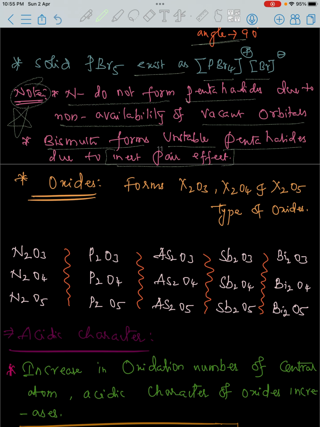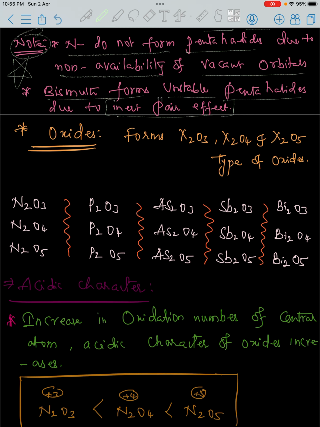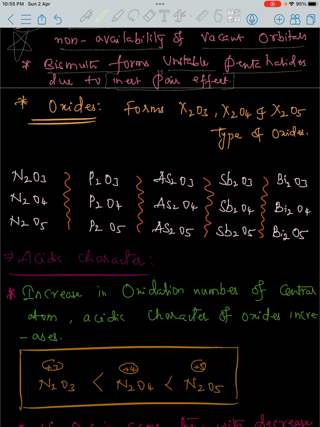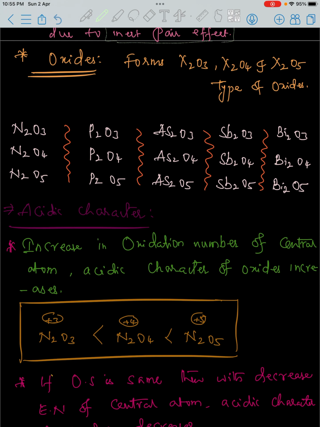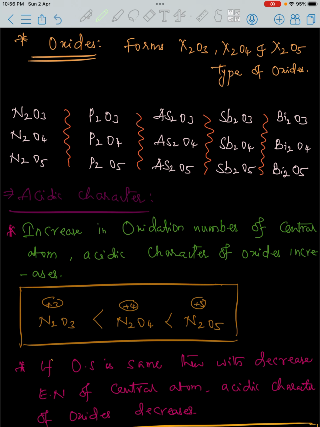Next, not only halides and hydrides, even these 15th group elements can form oxides also. Here we have three types of oxides: X2O3, X2O4 and X2O5 types of oxides are formed by 15th group elements. Nitrogen can form three types of oxides, N2O3, N2O4, N2O5. Phosphorus also can form three types, P2O3, P2O4, P2O5. Arsenic, antimony and bismuth also can form three types of oxides.